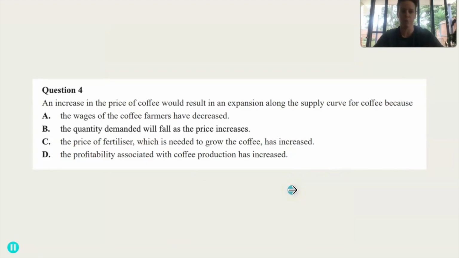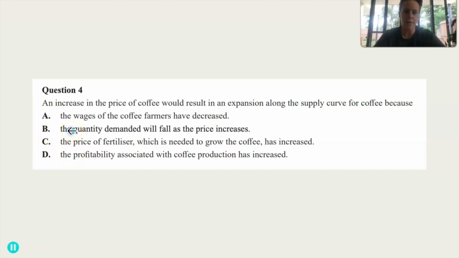Okay, so having a look at this one for me, an increase in the price of coffee would result in an expansion along the supply curve for coffee beans because, once again, I'm going to read all four answers. I want to make sure I've got my head around them before I pick one. So the wages of the coffee farmers have decreased. Doesn't sound right. Remember, if we're dealing with a contraction or an expansion or a movement, it can only be because of changes in price. So I'm not going to strike that one off immediately, but I'm going to keep going.